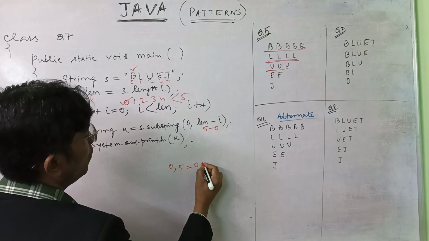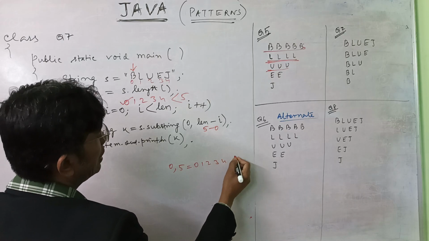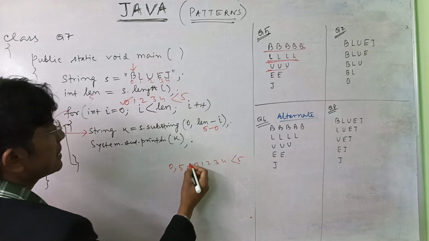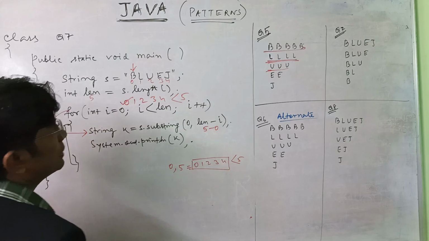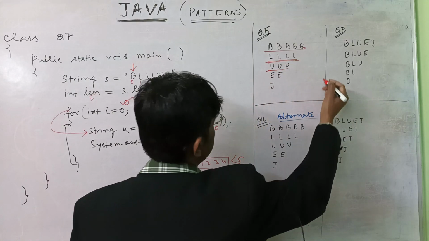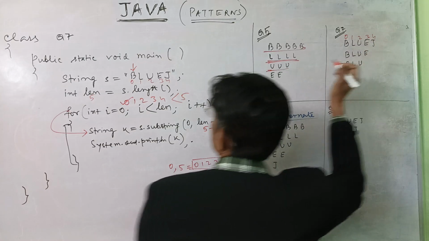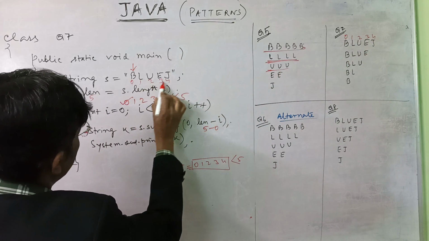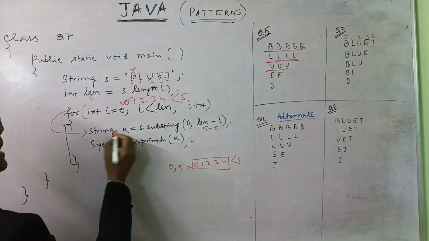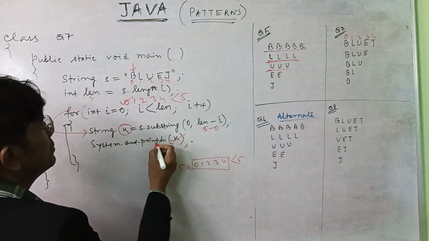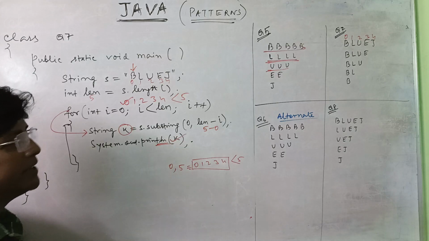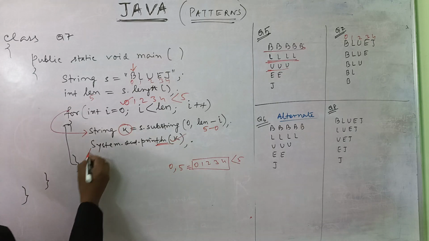That means 0, 1, 2, 3, 4, less than 5. So this is the first line. For the first line, you see this is 0, 1, 2, 3, 4. You check 0, 1, 2, 3, 4. After getting it, you print with the ln function. Again you are going back.